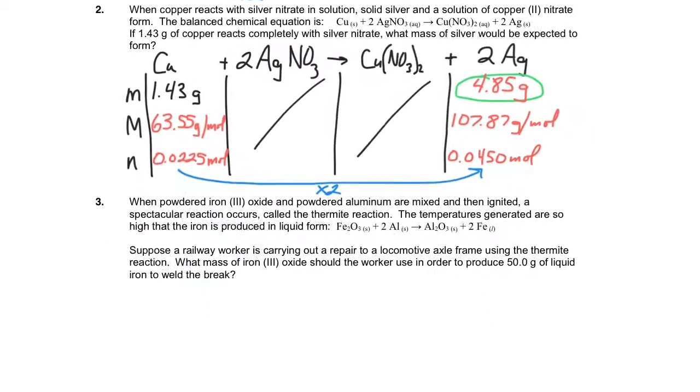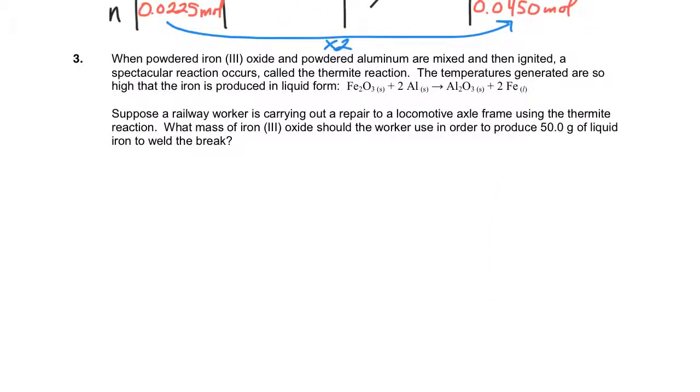Let's do one more example. So when you read through this question, here is our reaction. It's already balanced. And the question says, suppose a railway worker is carrying out a repair using the thermite reaction, which is this reaction. What mass of iron 3 oxide should the worker use? Here's iron 3 oxide, so what mass of this should the worker use to produce 50 grams of liquid iron? So here's the liquid iron. So we know we want 50 grams of this. How much of this should we start with?